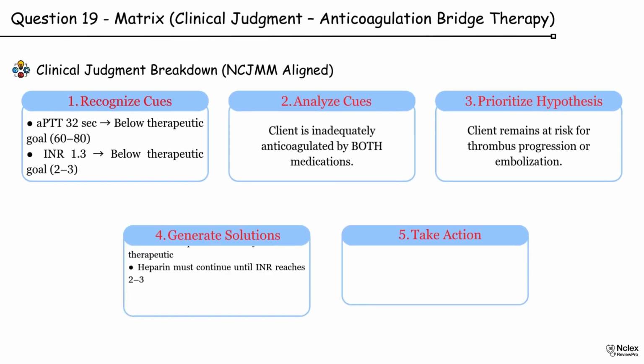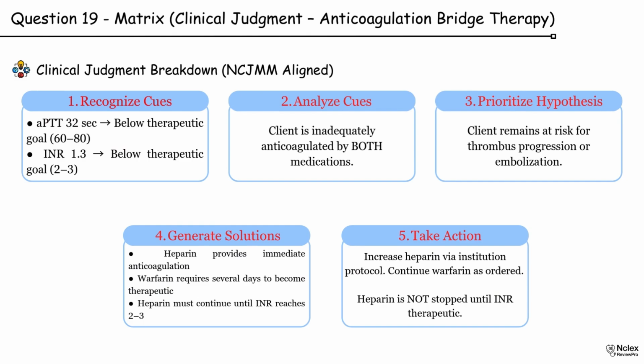Now, let's walk through the reasoning using clinical judgment. First, recognize the cues. The aPTT is 32 seconds. The goal is 60 to 80 seconds. That means heparin is subtherapeutic. The INR is 1.3. The goal is 2 to 3. That means warfarin is also subtherapeutic. Second, analyze the situation. The client is inadequately anticoagulated by both agents.